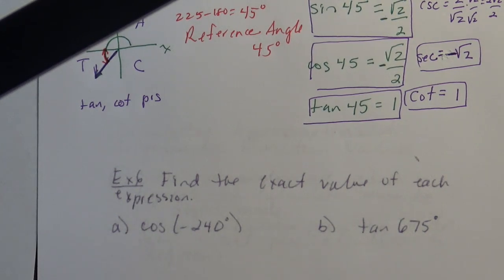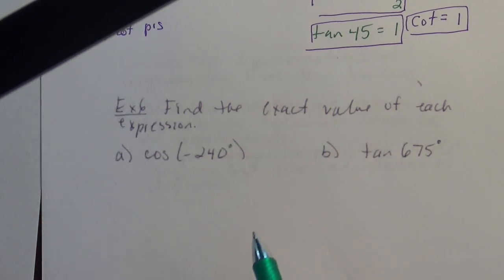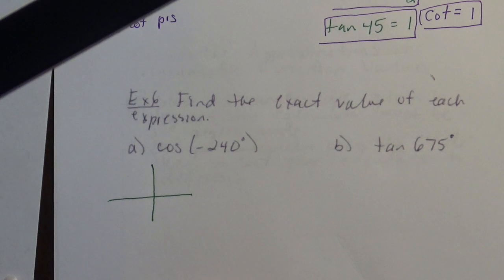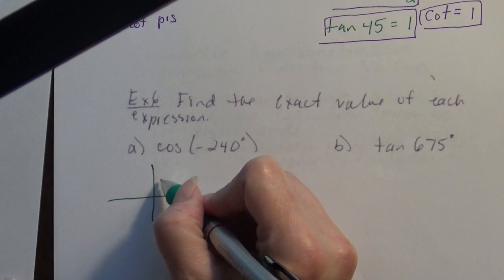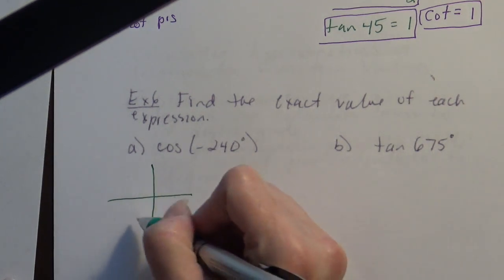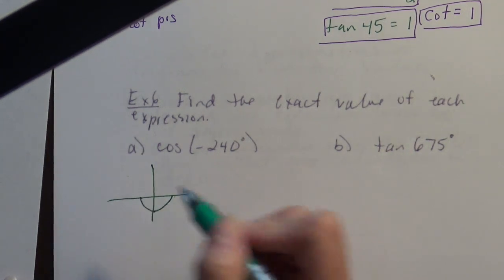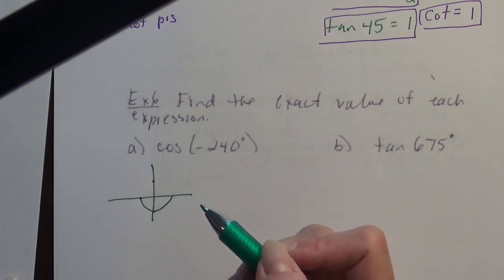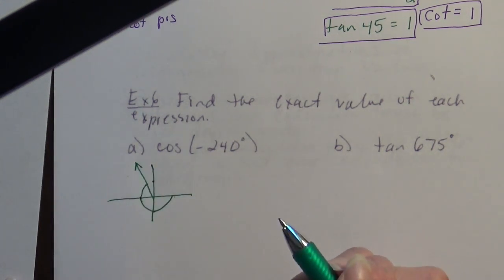Example 6. Find the exact value of each expression. We're going to do cosine of negative 240 degrees. Okay, so I'm going to first draw the picture. Remember, your negative angles are going to go clockwise, so you're still going to start from the same initial side, but instead of going this way, now you're going to be going around this way. So negative 240, this is going to be negative 90, this is negative 180, and then negative 270 would be back up here at the y-axis, but we're not going to go all the way to 270, we're just going to 240. So we're going to go this far and draw our angle.